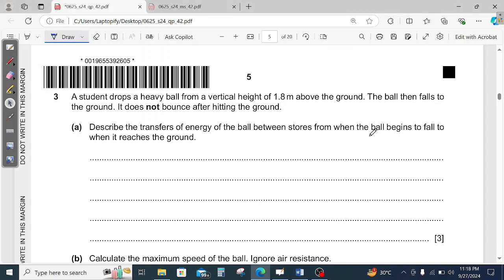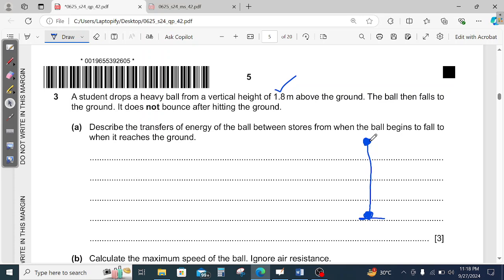Basically, suppose that the ball is dropped from a height of 1.8 meter. The ball is dropped vertically downward. Suppose this is the surface. When the ball hits the ground, it does not rebound. Why is it so? You have to mention the energy conversions from this setup to this setup.